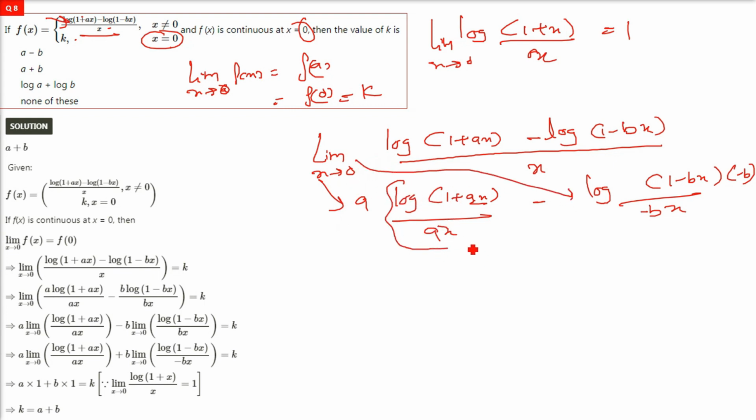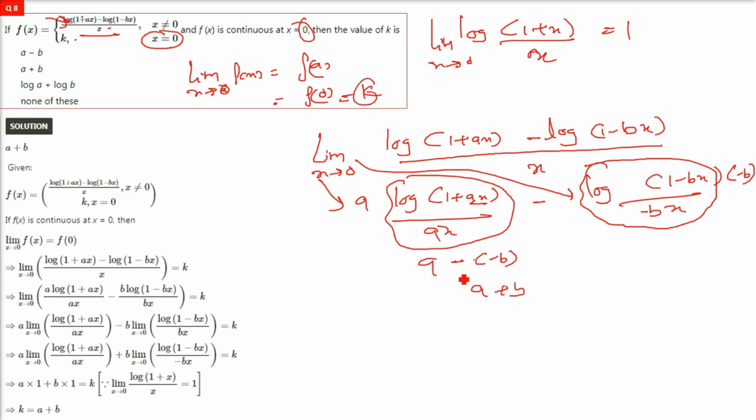So this is simply log(1 plus theta) by theta, or log(1 plus ax) by ax. This is going to be 1. Log(1 minus bx) divided by minus bx is also equal to 1. So a minus of minus b, that is a plus b, has remained, and that is equal to your f(0), which is equal to k.